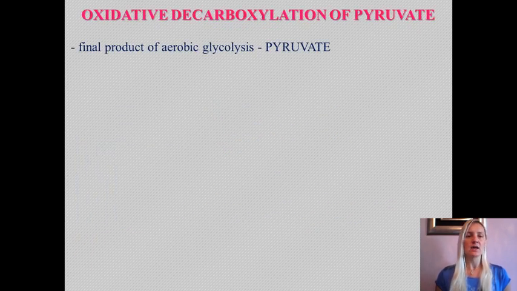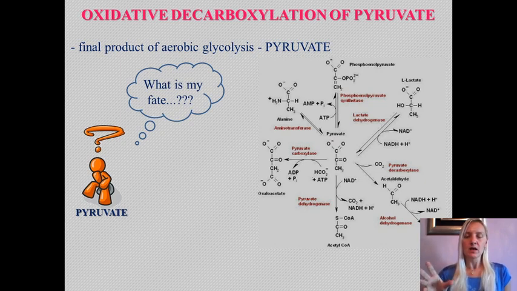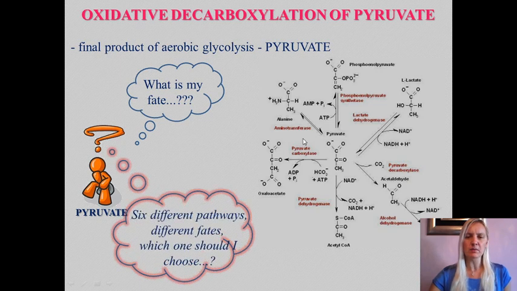So let's start. If you remember our last video when we talked about glycolysis, the final product of aerobic glycolysis is pyruvate. So now we have to see what is going on with it. So what is the fate of pyruvate? If you take a look at this figure, you can see that there are a lot of possible pathways. So 6 different pathways, different fates. Which one one molecule of pyruvate chooses actually depends on the current metabolic needs of each cell.